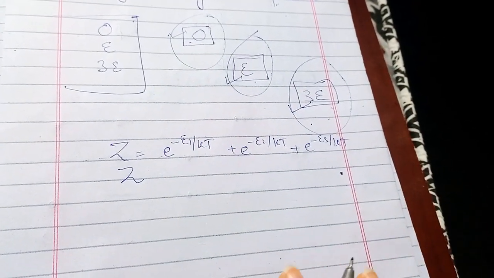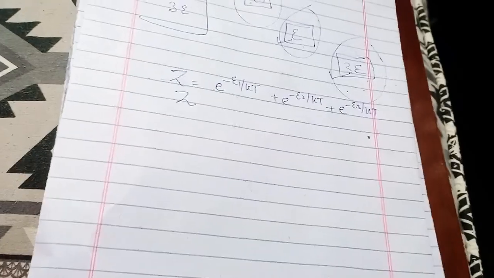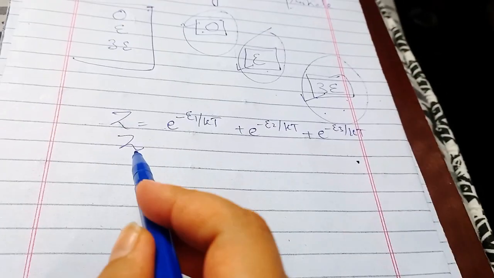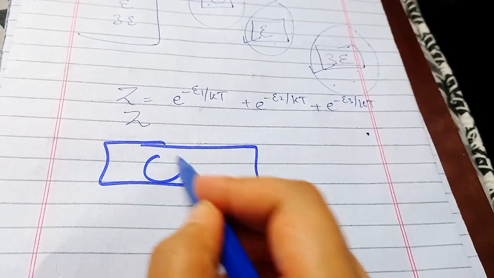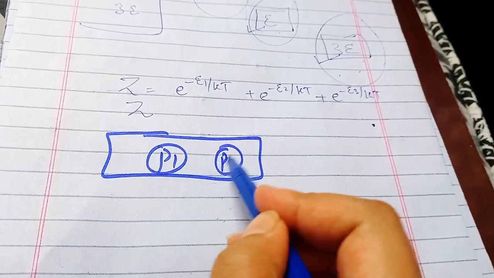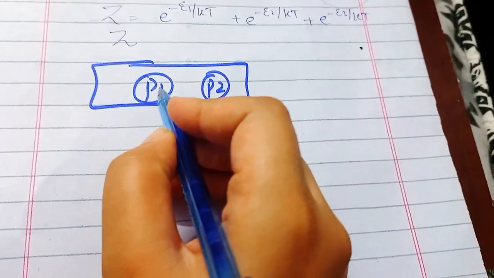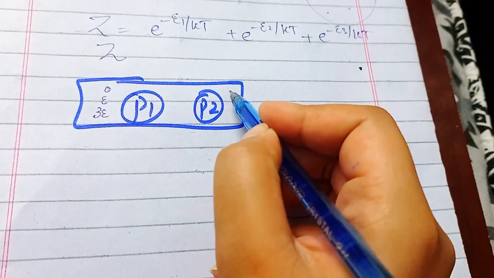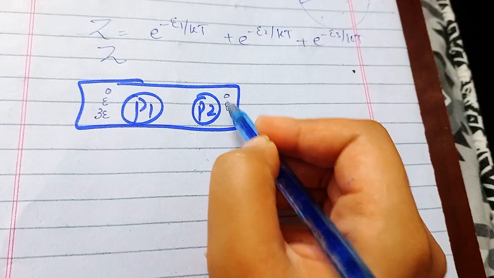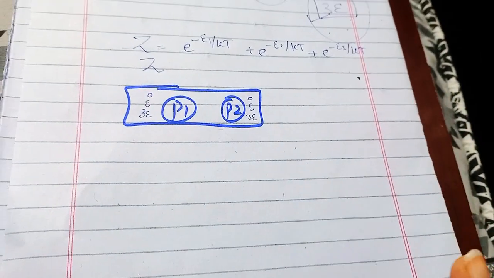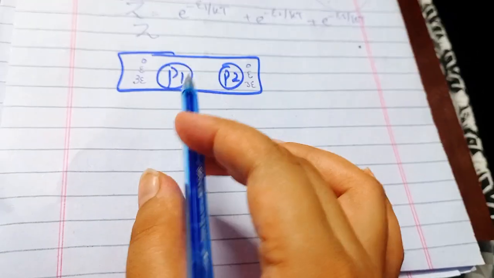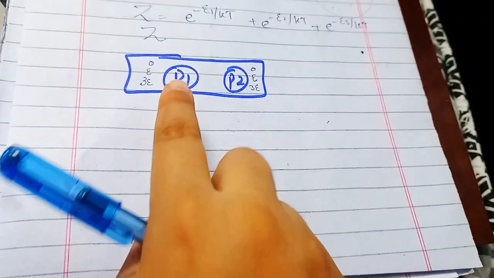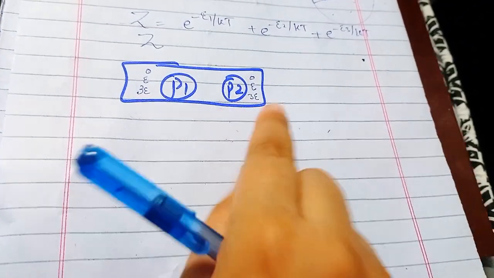What happens when we have a system of two particles? The situation is not as straightforward as it is for the one particle system, because now we have two particles. This is P1 and this is P2, and P1 could be at energy 0, E or 3E, and P2 separately, independently, could be at 0, E or 3E energy. All right, now this whole system is defined by P2 and P1 both.